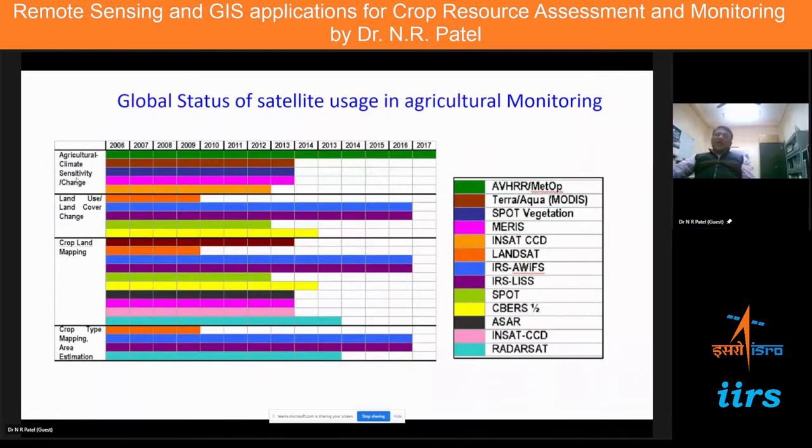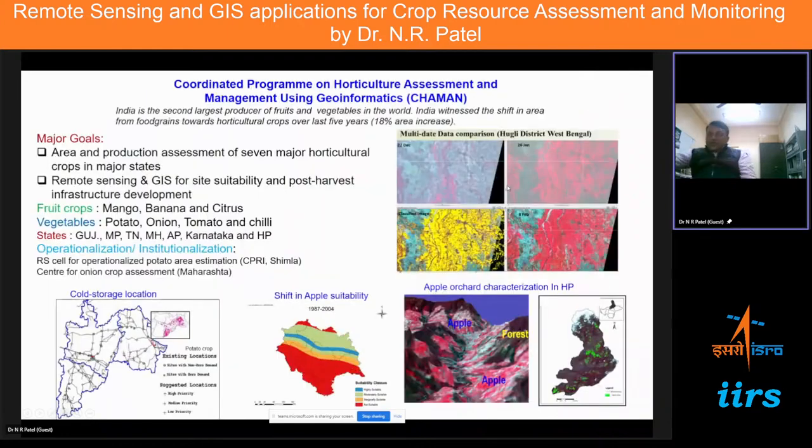climate change. Then land use land cover change, cropland mapping, and crop type mapping are all possible with different kinds of satellite data, with Indian remote sensing as well as coarse resolution satellite data, microwave remote sensing data, and other foreign satellite data, all of which have tremendous application in the future also. So that is all about this.